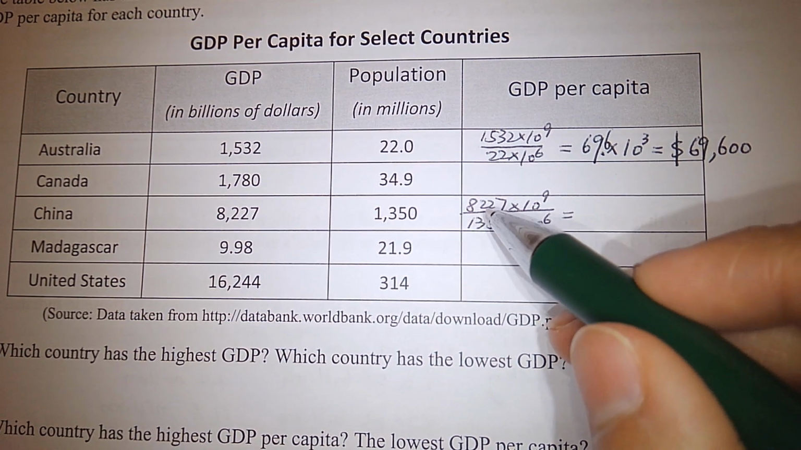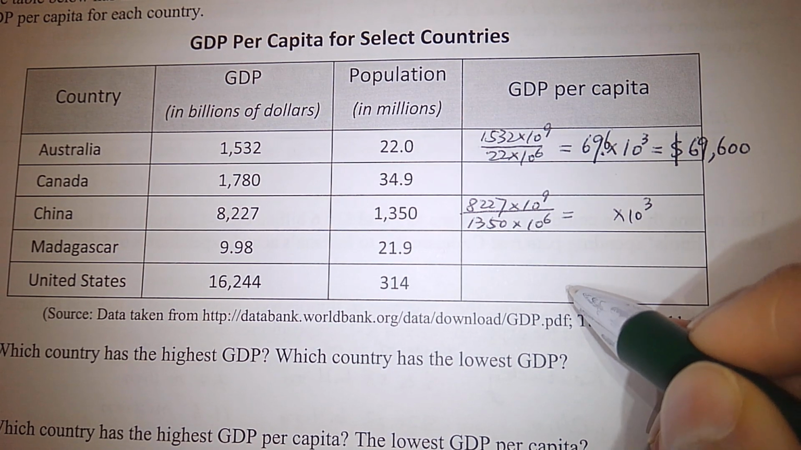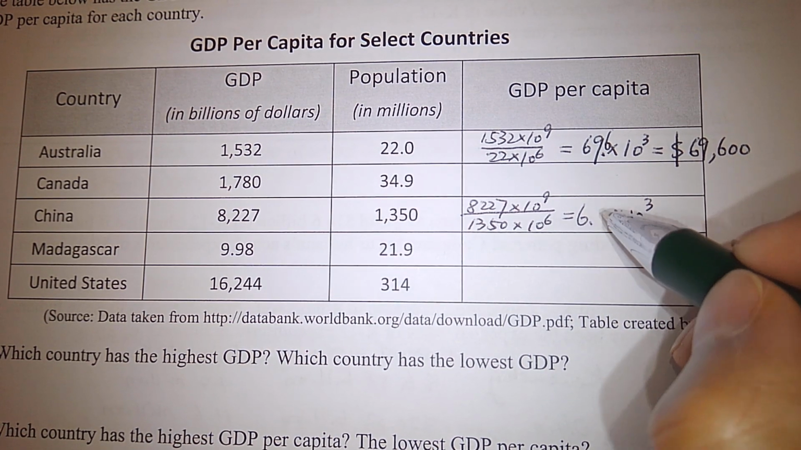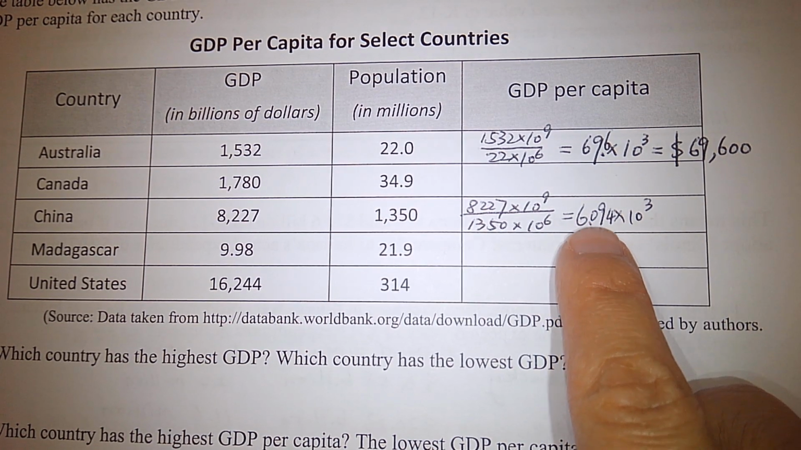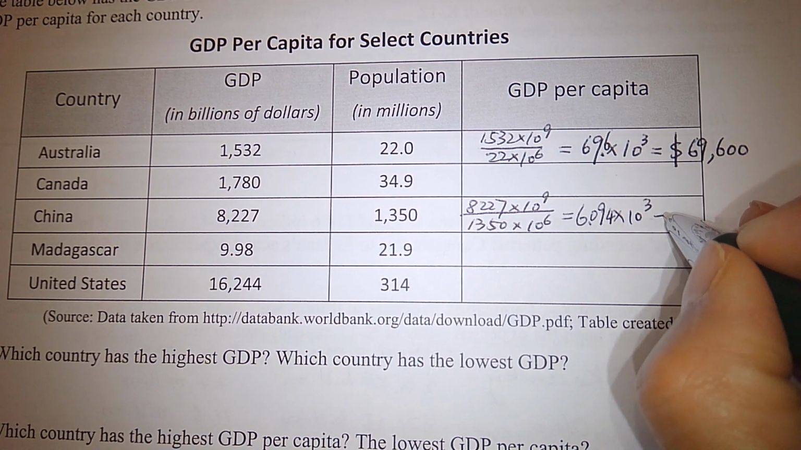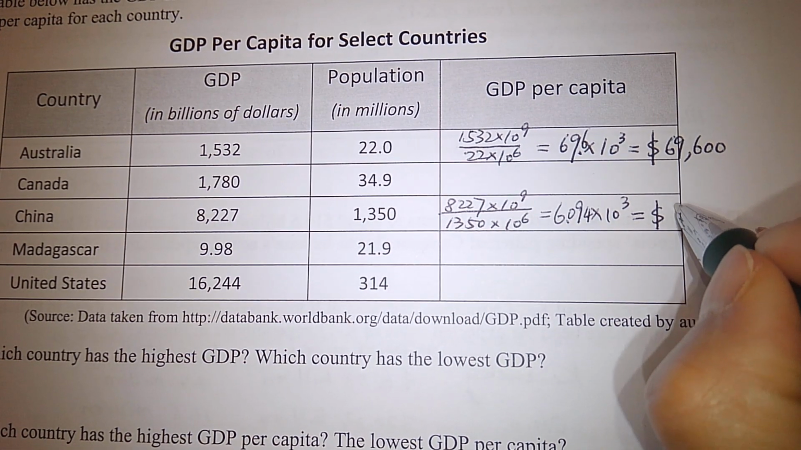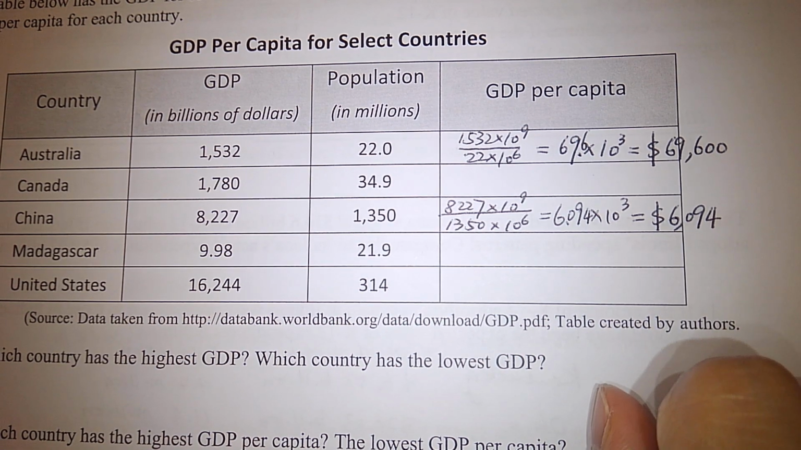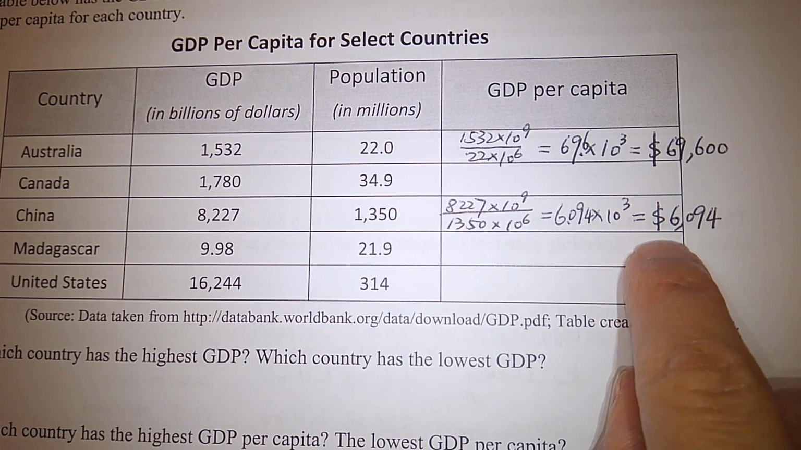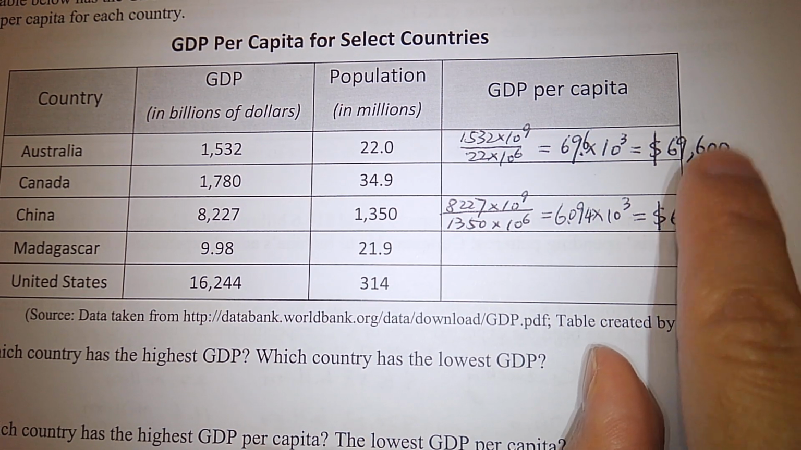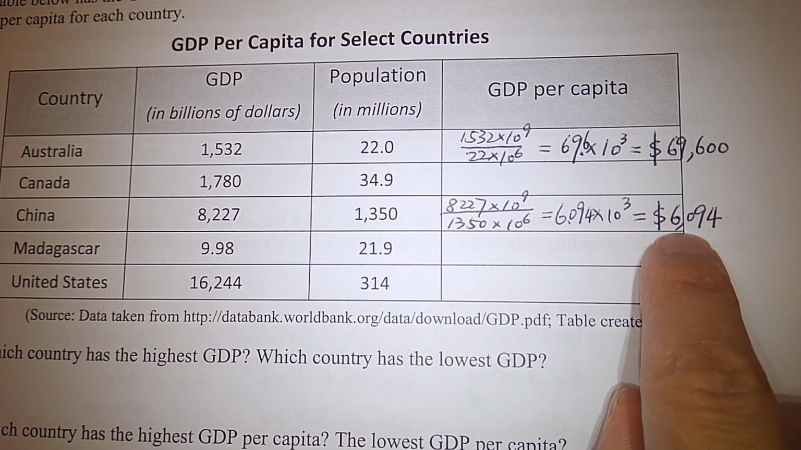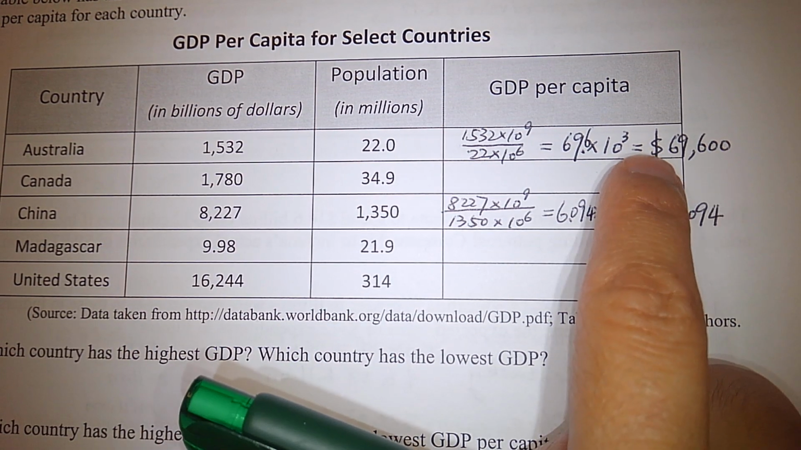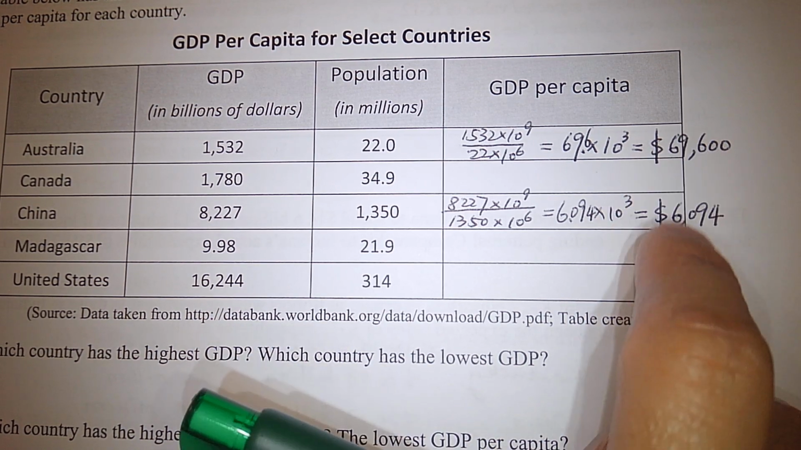What do you get here, guys? 6 point something, right? 6.094 times 10 to the cube. If we rewrite it in standard notation, it is $6,094 per person. Versus 69,000, 6,000. About 10 times, right? You see the difference? Per each person, China's GDP is 6,000, and in Australia, each person is 69,000. You see that this is a huge difference, okay?